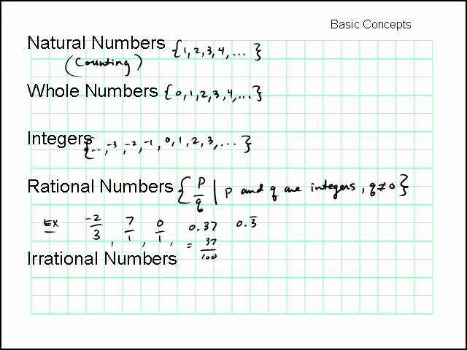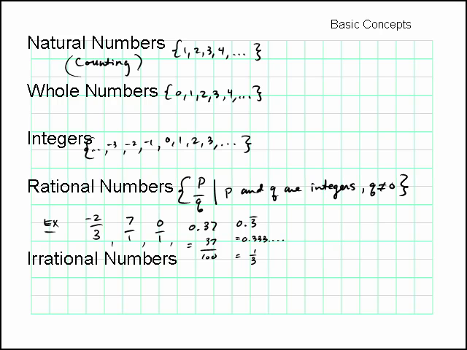0.3 bar, you may recall from previous math class, a bar over this number means that that number repeats itself. So this is actually 0.3333 and so on, so on, so on. And it turns out that that repeating number can be written as a fraction. It is the fraction 1/3. And so 0.3 bar is also a rational number.